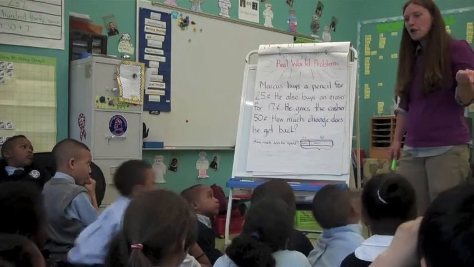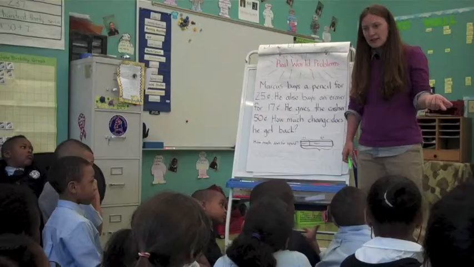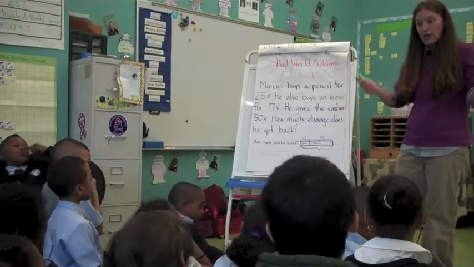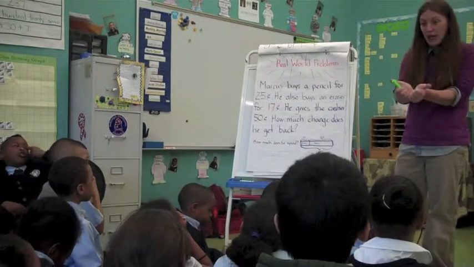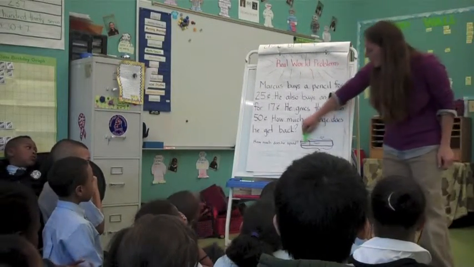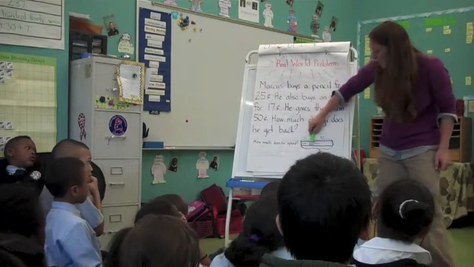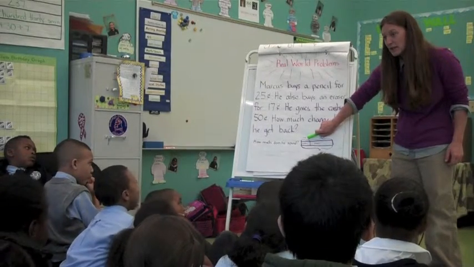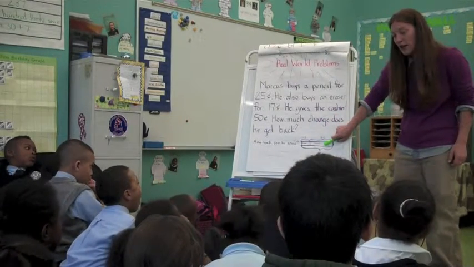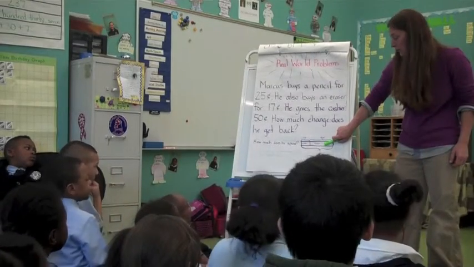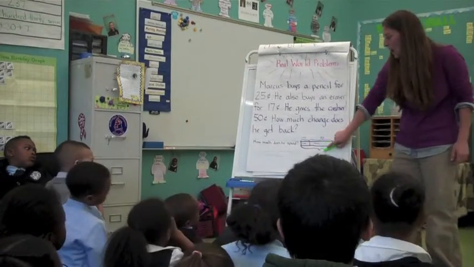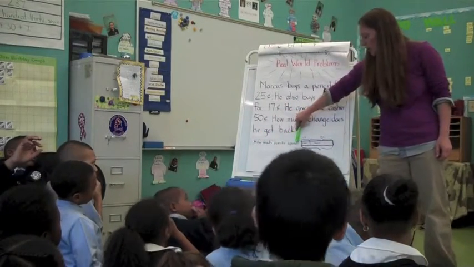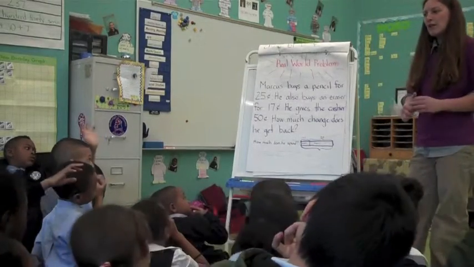Well, I have to find out first how much money he spent. If he bought a pencil and he bought an eraser, he spent both of those amounts of money. So I have, he bought his eraser and he bought his pencil. His eraser cost 17 cents. His pencil cost how much money, Alec? His pencil cost 25. Right. So how do I find out how much he spent? I even put the question here. How much does he spend? How do I find that out?